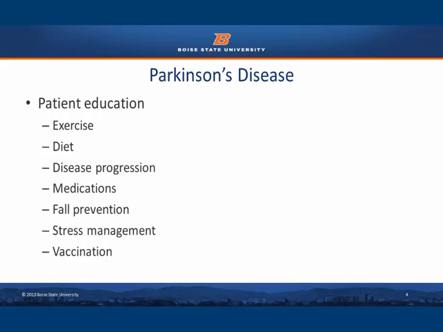Sleep disturbances, constipation, aspiration pneumonia, pulmonary embolism, urinary tract infections, sepsis from skin breakdown are all complications that can occur with decreased mobility and progressive Parkinson's disease. Parkinson's patients should be advised to get pneumococcal and flu vaccinations annually.